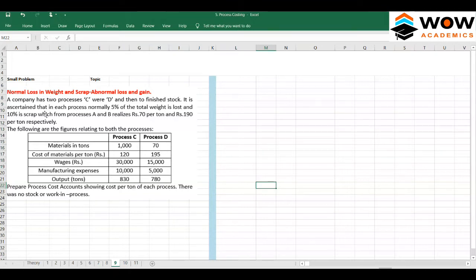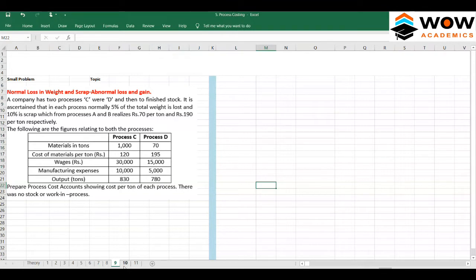It is ascertained that in each process, normally 5% of the total weight is lost. If it is lost in weight, usually you will not have scrap value, and 10% is scrap, which from processes C and D realizes rupees 70 per ton and 190 per ton respectively. The following are the figures relating to both the processes, C and D: material in tons, cost of material per ton, wages, manufacturing expense, and output in tons.